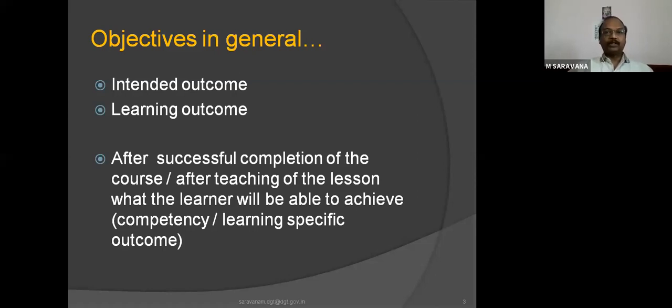For the course, we can name it a general objective, and the general objective will be: after successful completion of the course, the learner will be able to achieve some aspects. And the specific objective for an individual lesson will be: after teaching of the lesson, the learner will be able to achieve the specific outcome of the learning. The specific outcome of the learning is the learning objective or the instructional objective.